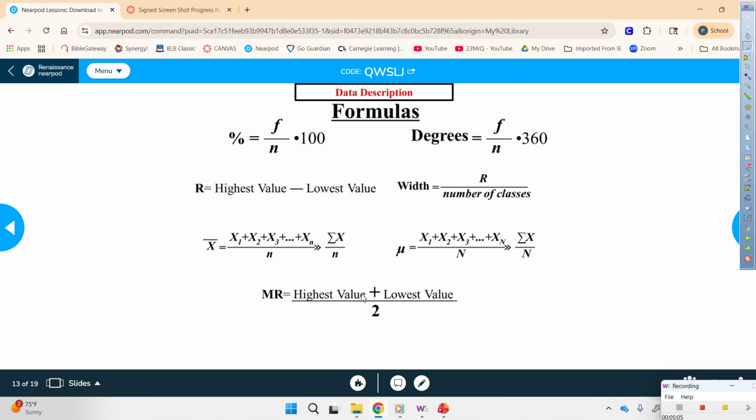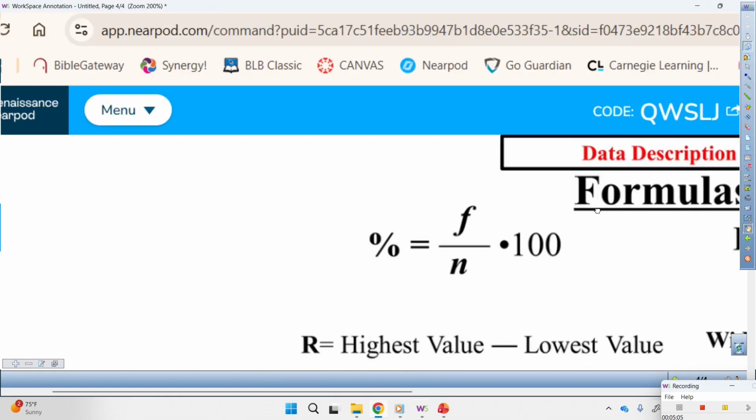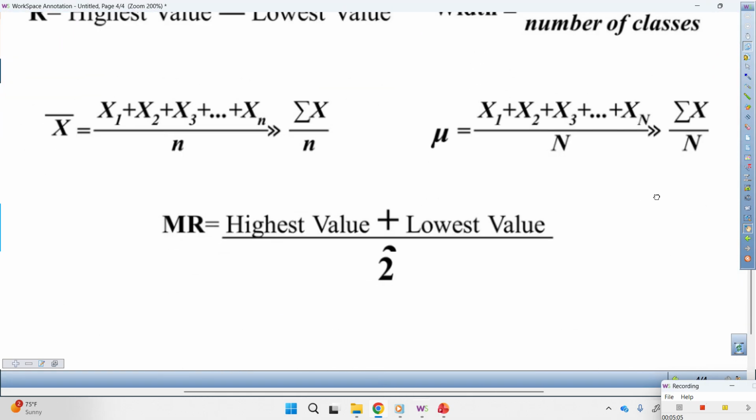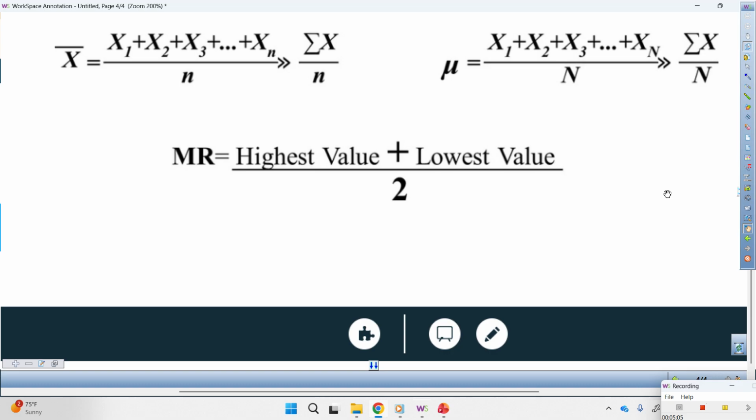All right, go to your formulas in the back. Write one more formula down, mid-range. Add this formula to your formulas, please. Go to the back of your notebook. Now, have we been using this one? Yes, Mr. Q. We've been using it for the midpoint. Very good. For the midpoint, you add the highest value and the lowest value and divide by 2.